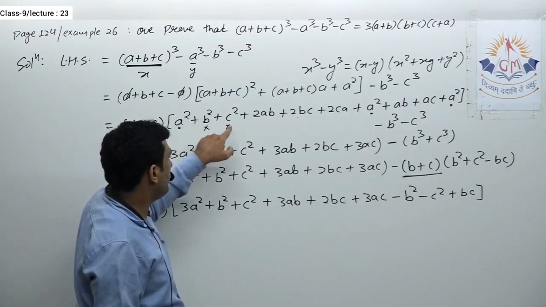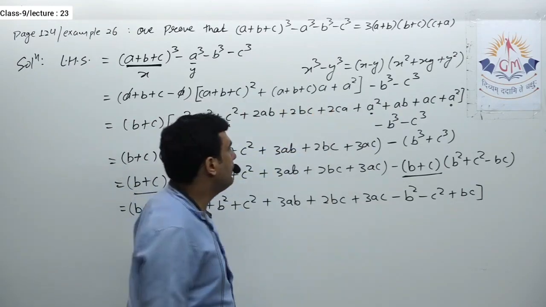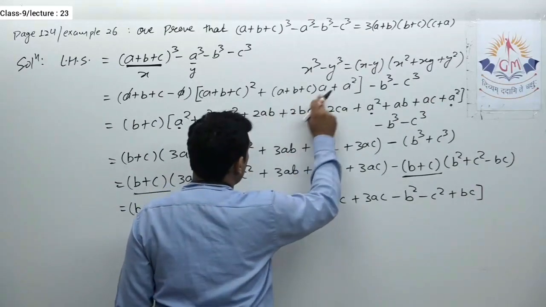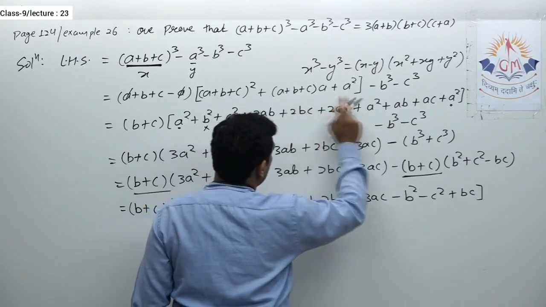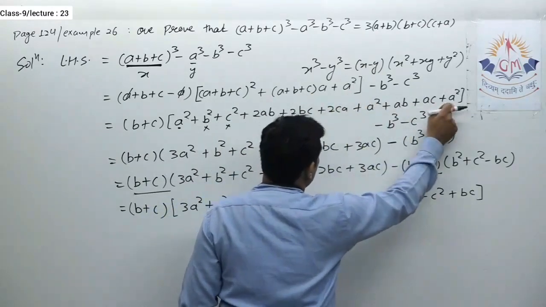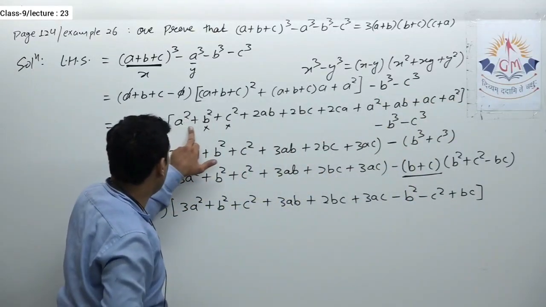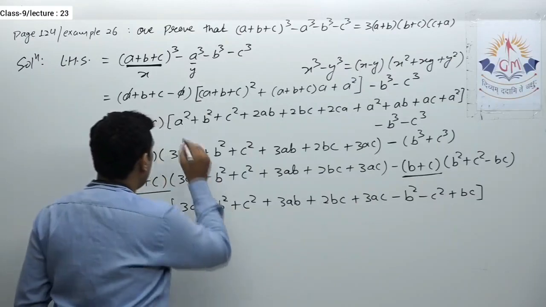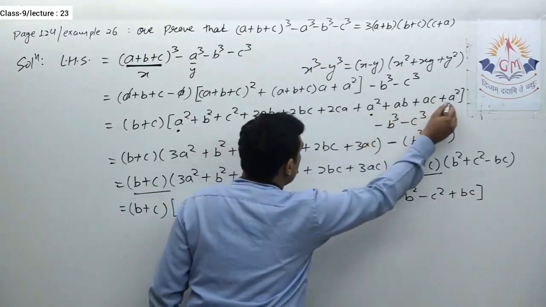a square plus b square plus c square plus 2ab plus 2bc plus 2ca, and then over here multiplication. So a multiplied by a square, a multiplied by b, ab, a multiplied by c, ac, and then finally I wrote a square and these two terms as it is. Now over here I took the like terms all together. So I took this a square, then this a square, then this a square.